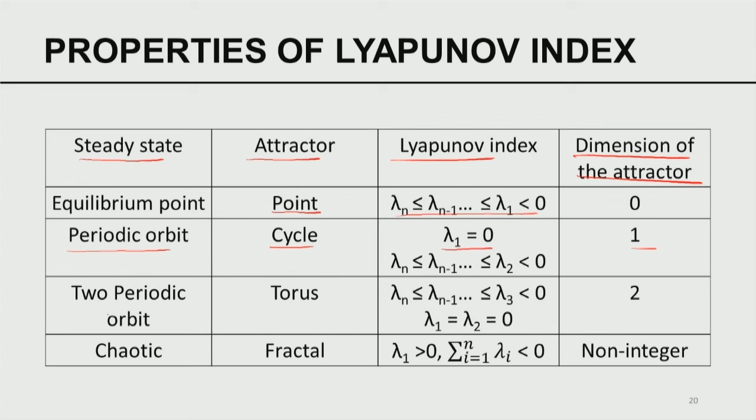If the system exhibits a steady state with respect to two periodic orbits, the attractor is said to form a torus, in which case two eigenvalues are 0, the rest of the eigenvalues are negative, and the dimension of the attractor is 2.